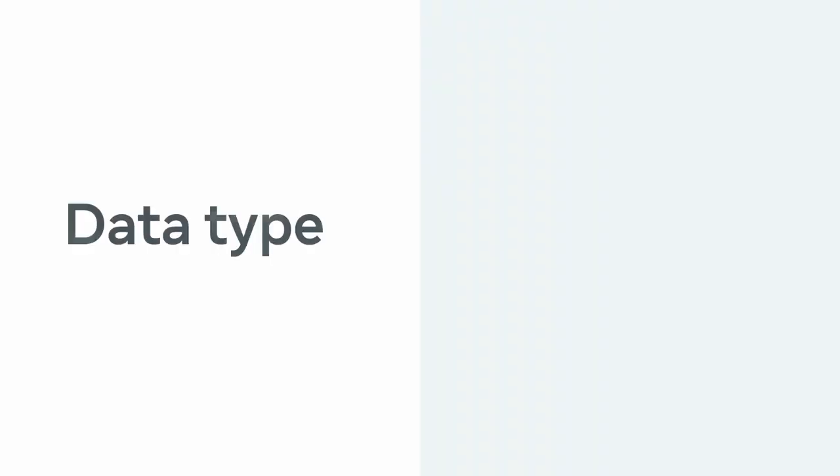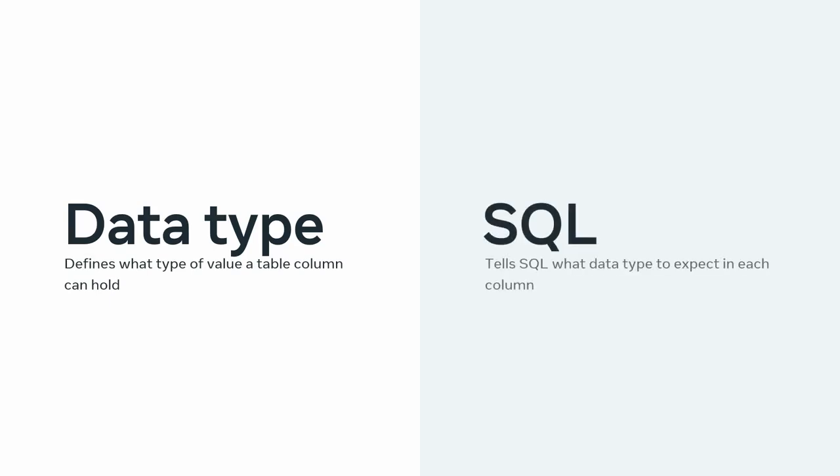Let's return to columns for a moment. As you now know, every column has a data type. The data type of a column defines what type of value a column can hold, like integer, character, date and time, and so on. It's up to the developer to decide the data type for each column. And it's also a guideline for SQL around what data type to expect in each column and how to interact with the underlying data stored physically.